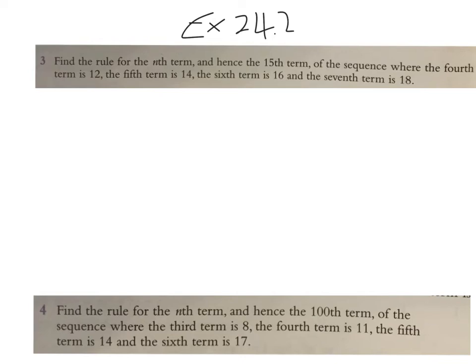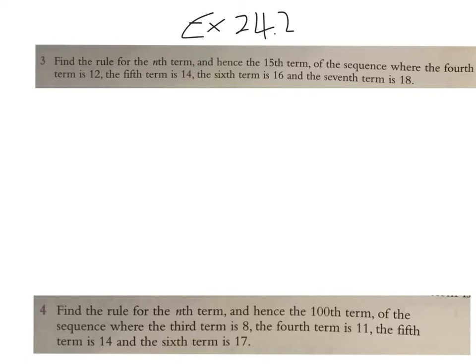This is Sequences, exercise 24.2, question 3. Find the rule for the nth term and hence the 15th term of the sequence where the 4th term is 12, the 5th term is 14, and the 6th term is 16, and the 7th term is 18.